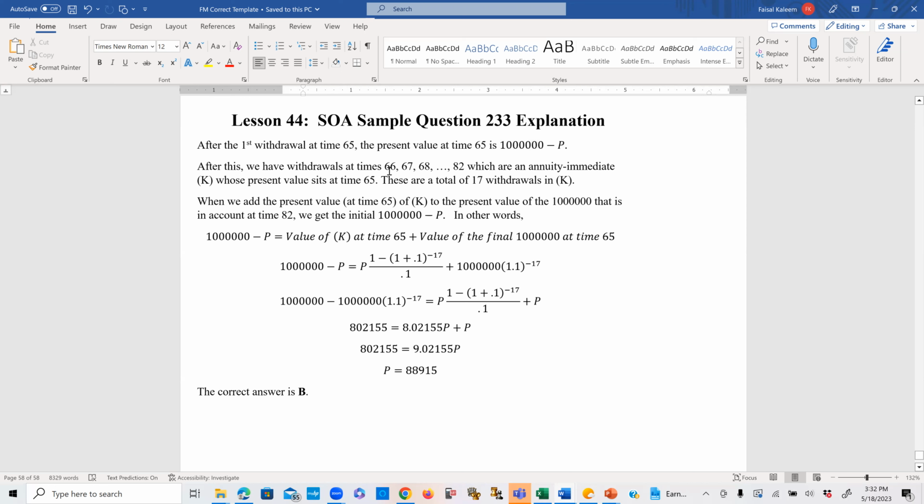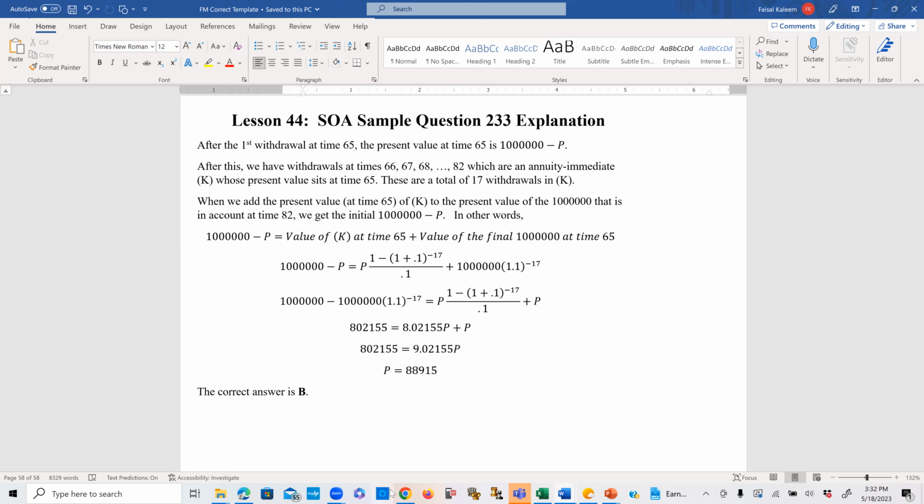And these are a total of 17 payments from 66 through 82. Remember again, if we want to know how many numbers are there between 66 and 82, we subtract, we get 16, and then you always add 1, because in the subtraction process, you lose one of the values. So there are 17 withdrawals between time 66 and time 82.